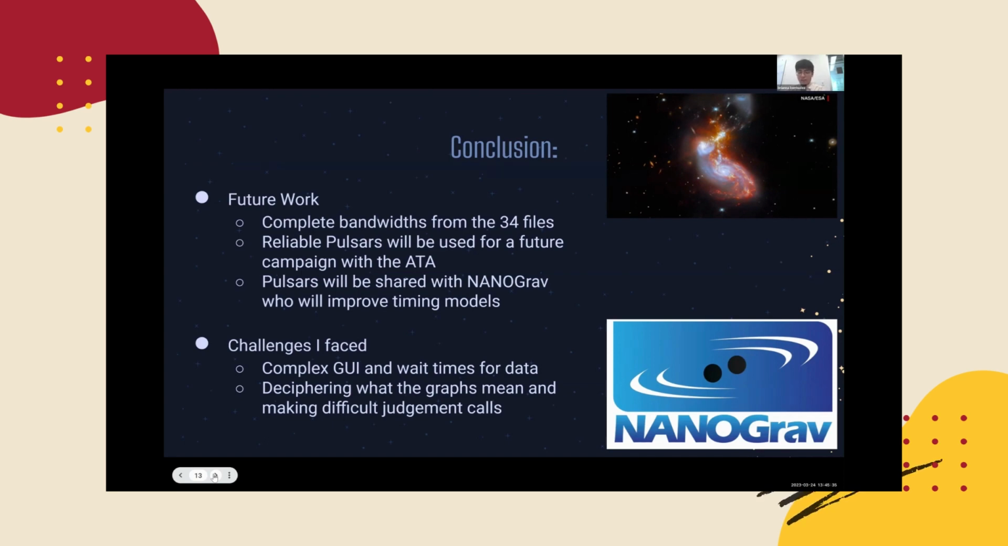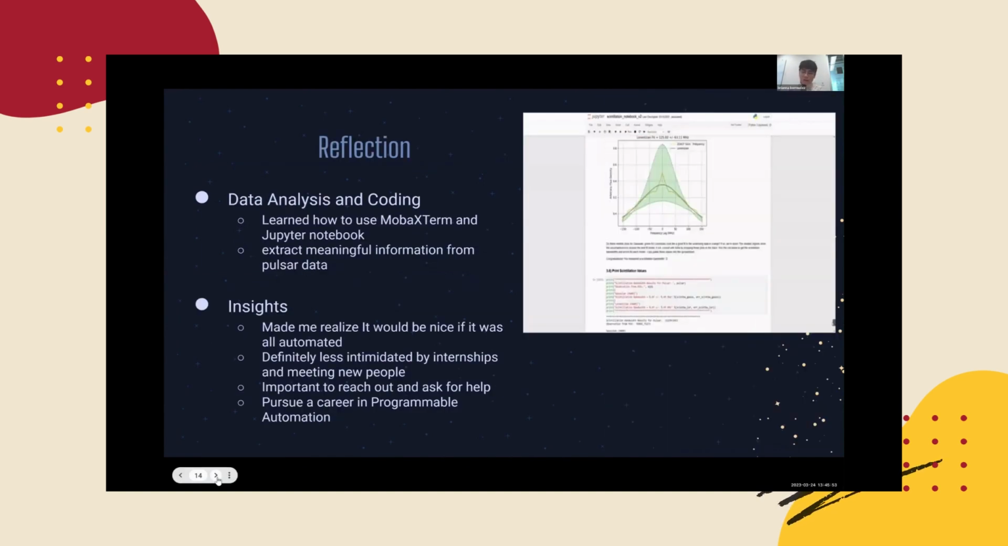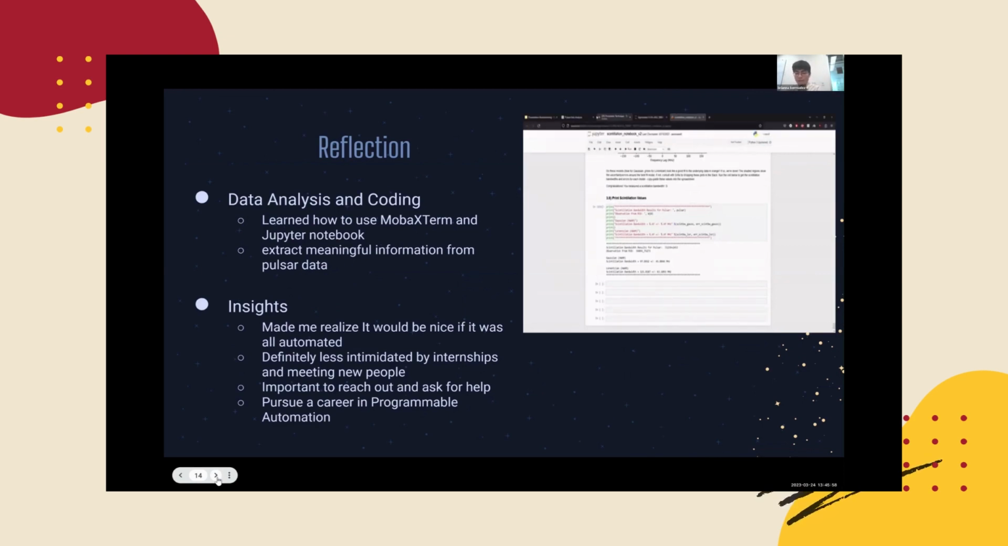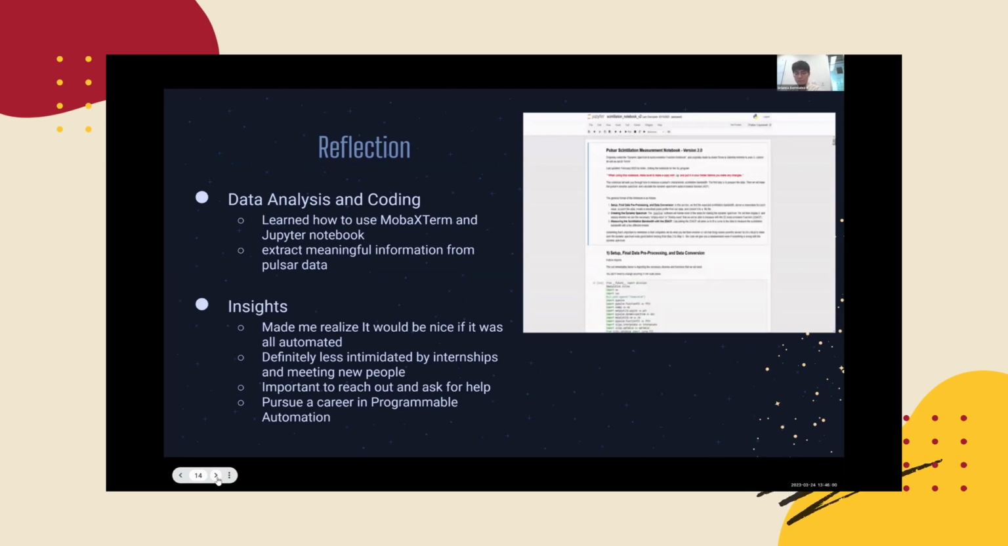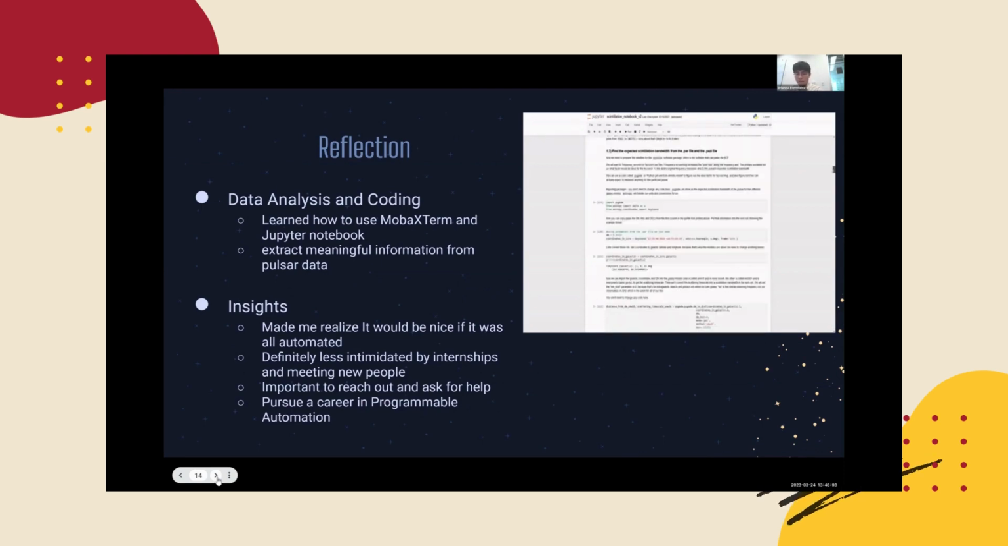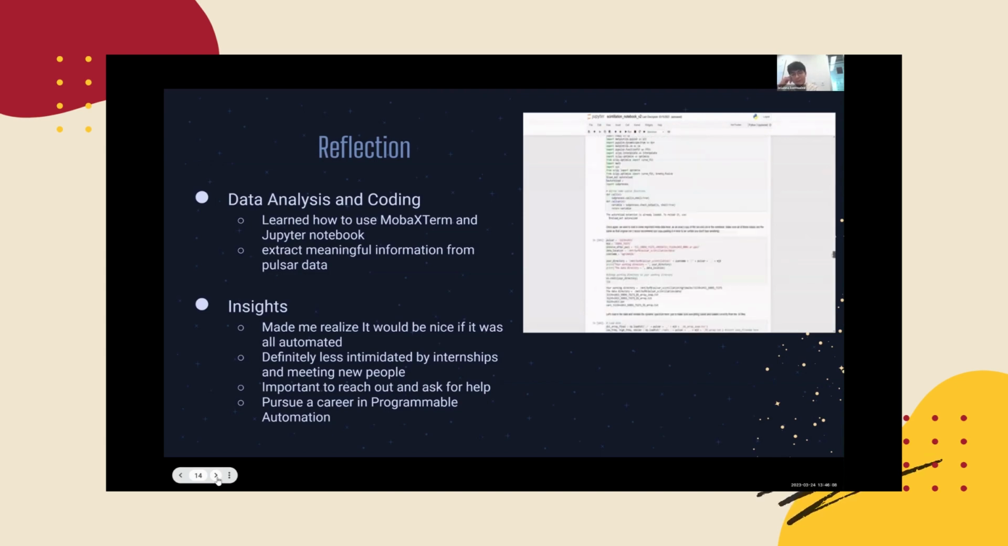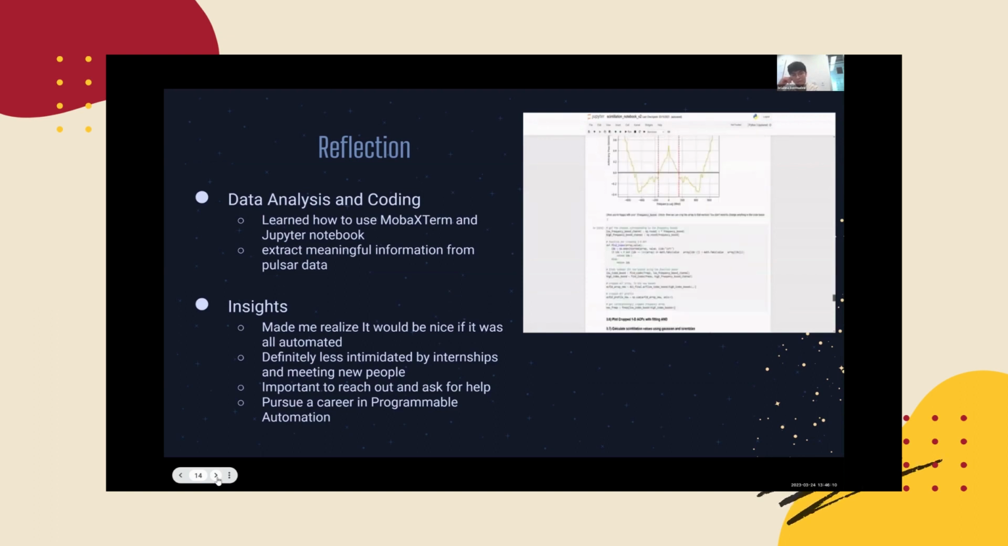Some of the challenges I faced were the complex GUI and wait times for the data, and also deciphering what the graphs meant and making difficult judgments on whether or not they would be worth extracting data from. For my reflection, I learned how to use MobaXterm and Jupyter Notebook applications, which take a long time to set up, as well as how to read the graphs given and how to extract meaningful information from them.